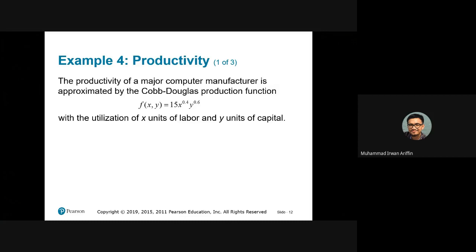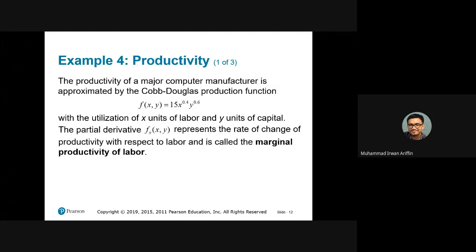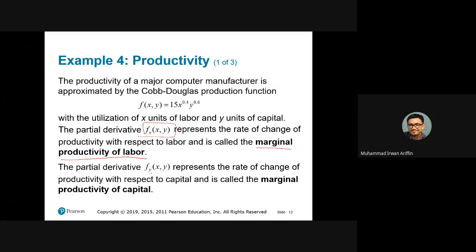And you have f of x, y. So we have two goods: 15 x to the power of 0.4 and y to the power of 0.6, where x is labor and y is capital. So the partial derivative f sub x basically represents the rate of change of productivity with respect to labor. In economics, it is called the marginal productivity of labor, f sub x, when we partially differentiate the production function with respect to labor. And similarly, when we differentiate it with respect to y, which is capital, it represents the marginal productivity of capital.